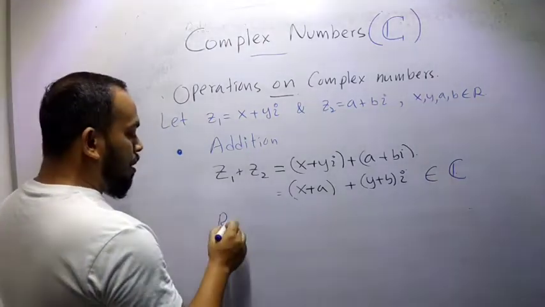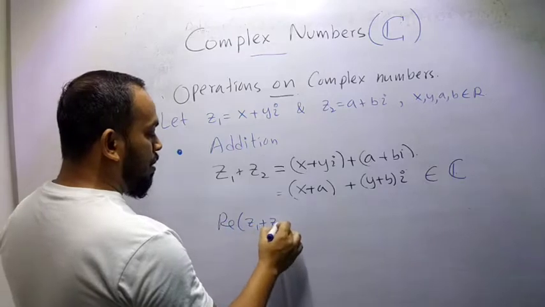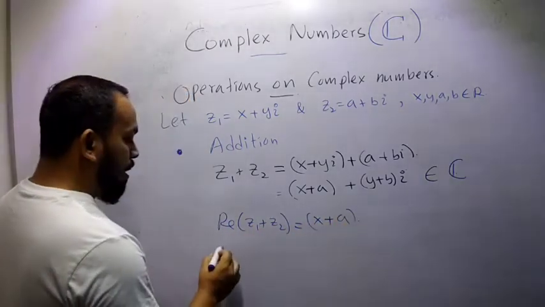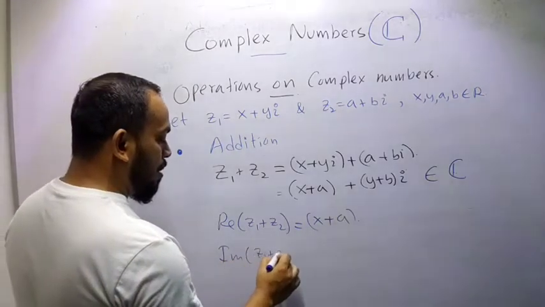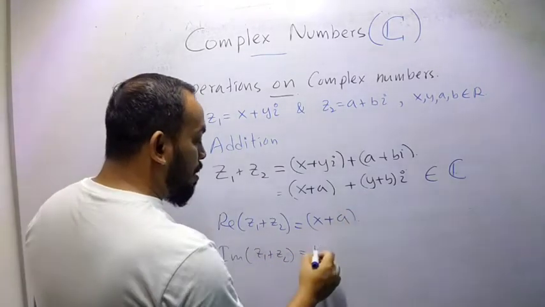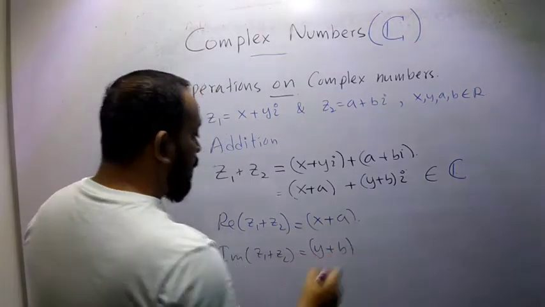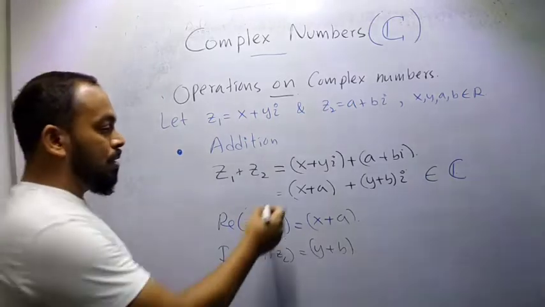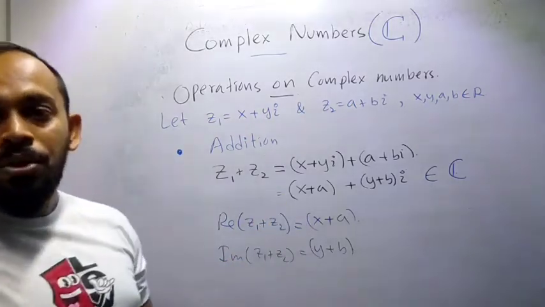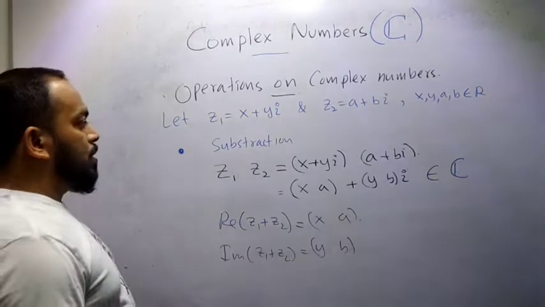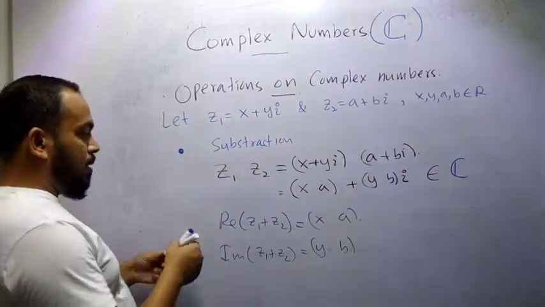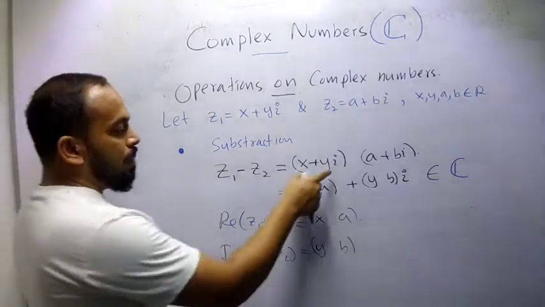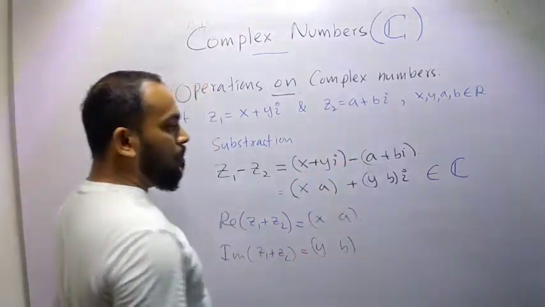So the real part of z1 plus z2 is x plus a, and the imaginary part of z1 plus z2 is y plus b. Right? So if you are asked to take the conjugate, you should be able to take the conjugate. So let's look at the subtraction property. Right, so this is the subtraction property, z1 minus z2, or you can have z2 minus z1, it's totally up to you. That means x plus yi minus a plus bi.